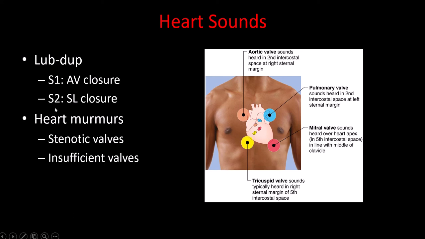So depending on which valve you're looking to hear, you place your stethoscope either in the second intercostal spaces or in the fifth intercostal spaces, depending on where you're going. So if you're looking at the second intercostal spaces, you're going to hear the closure of the semilunar valves better. If you're in the fifth intercostal spaces, you're going to hear the closure of the AV valves better.